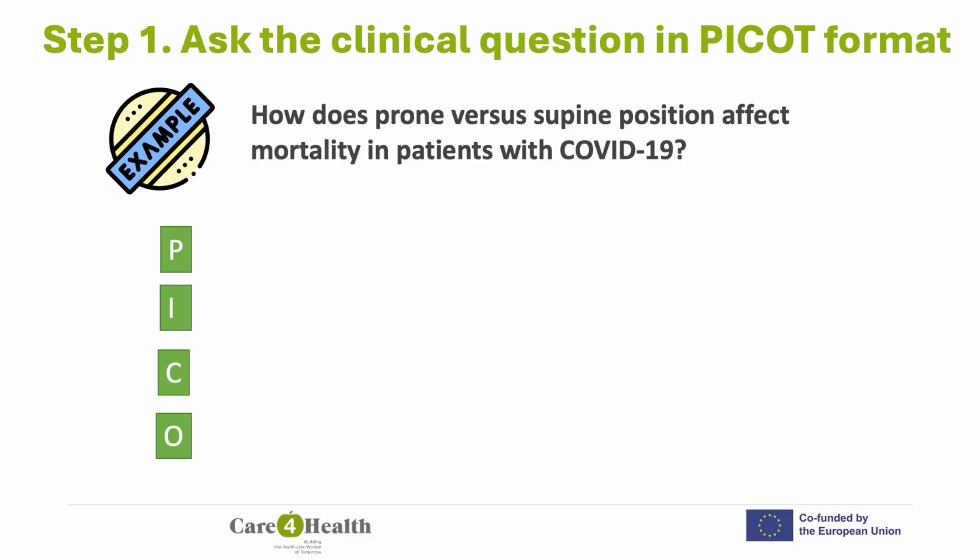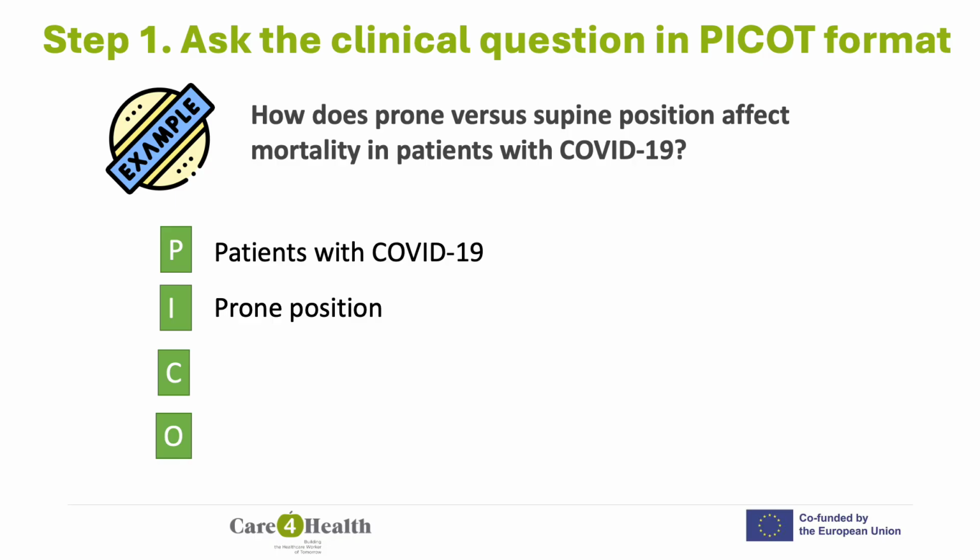Okay, now here, did you write on a paper what is the element P? Okay, I'm going to tell you. The element P is patients with COVID-19. All right. Did you respond correctly? Okay, perfect. Now the second element, think about this one. The I, it can be an intervention or exposure. In this question it is an intervention. Can you tell me what it is? Or can you write it on a paper? Okay, it's prone position.